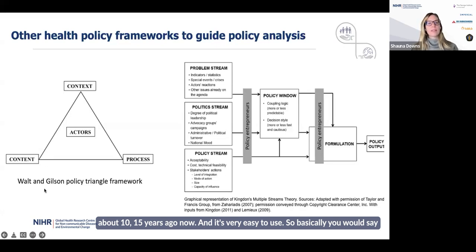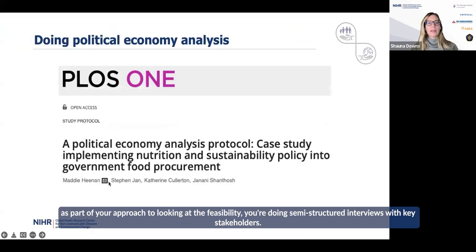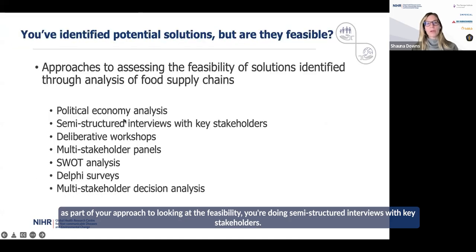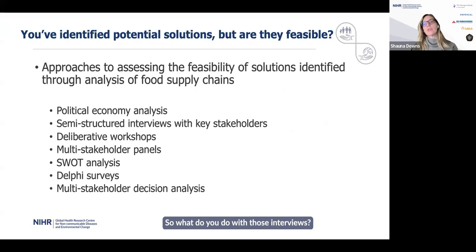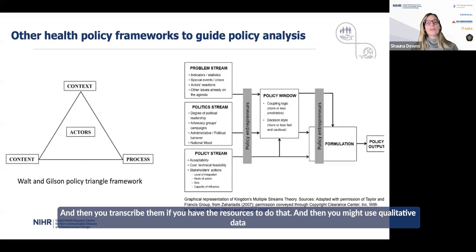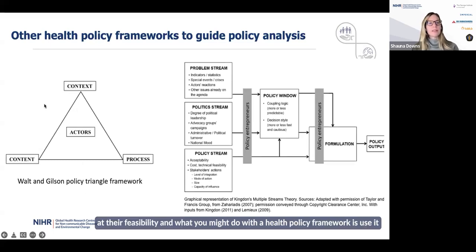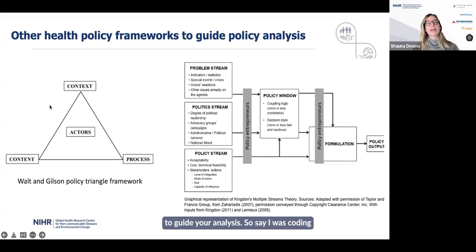So basically, you would say you're doing semi-structured interviews as part of your approach to looking at the feasibility, you're doing semi-structured interviews with key stakeholders. So what do you do with those interviews? You likely record them and then you transcribe them if you have the resources to do that. And then you might use qualitative data analysis to look at their feasibility. And what you might do with a health policy framework is use it to guide your analysis.